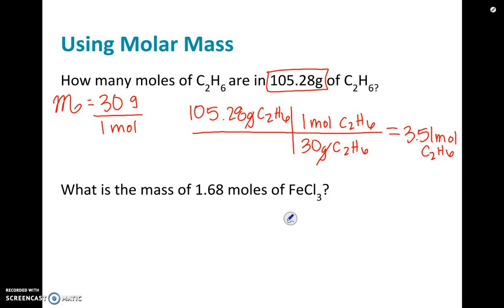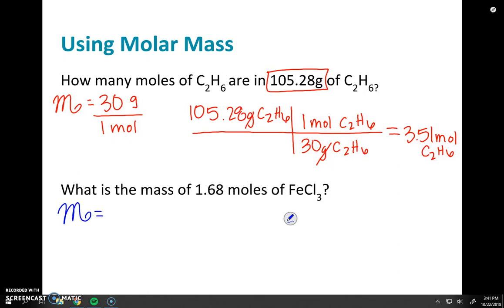Okay, so go ahead and pause it right now. Try this next calculation on your own. See if you can go the other way. What is the mass of 1.68 moles of iron chloride? So there's 1.68 moles as your starting point. Iron 3 chloride is your compound. So go ahead and pause it and see if you can go back the other way.